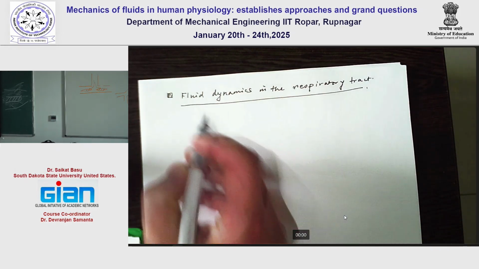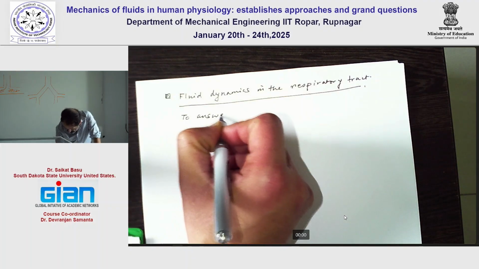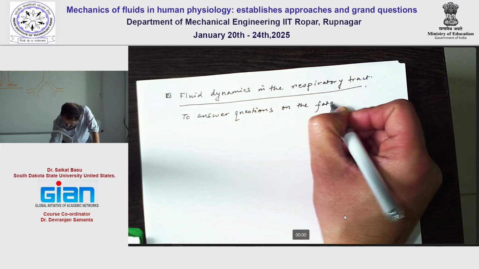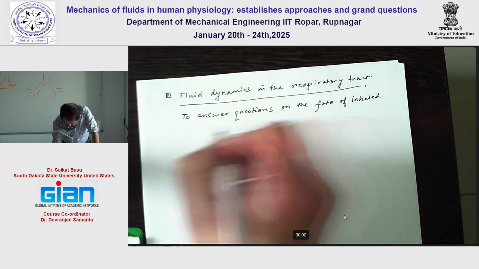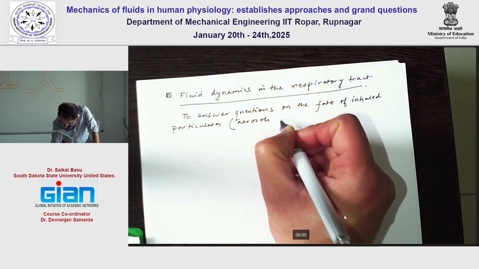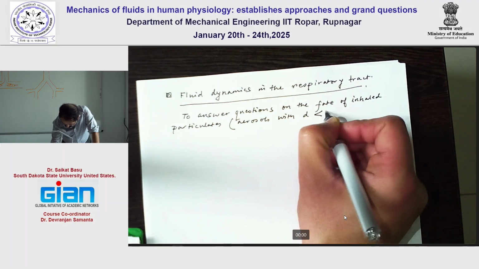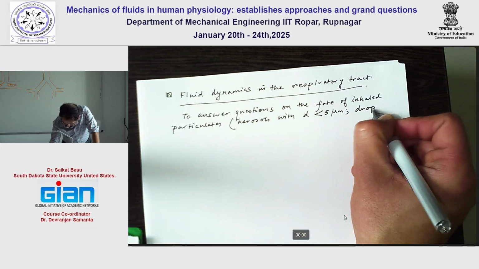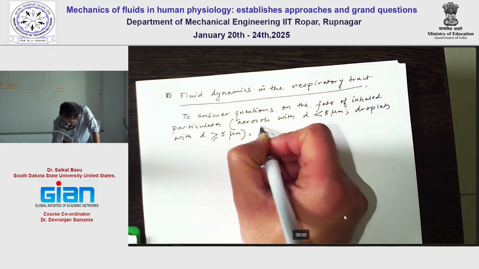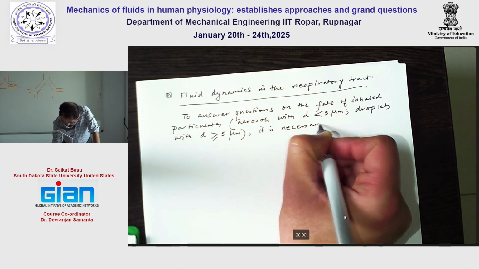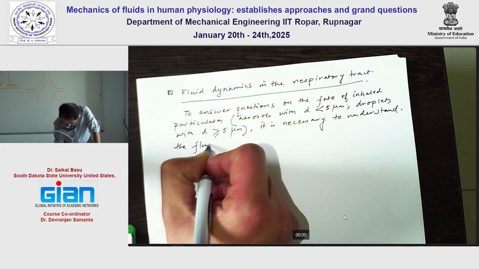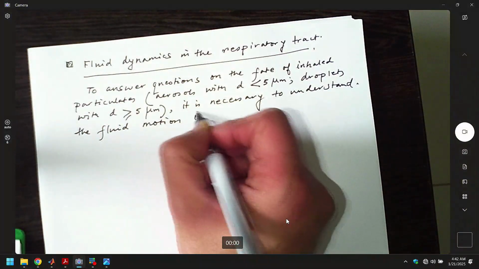So, to answer questions on the fate of inhaled particulates, that is aerosols with d less than 5 micron, or droplets with d greater than or equal to 5 micron, it is necessary to understand the fluid motion inside the respiratory tract.